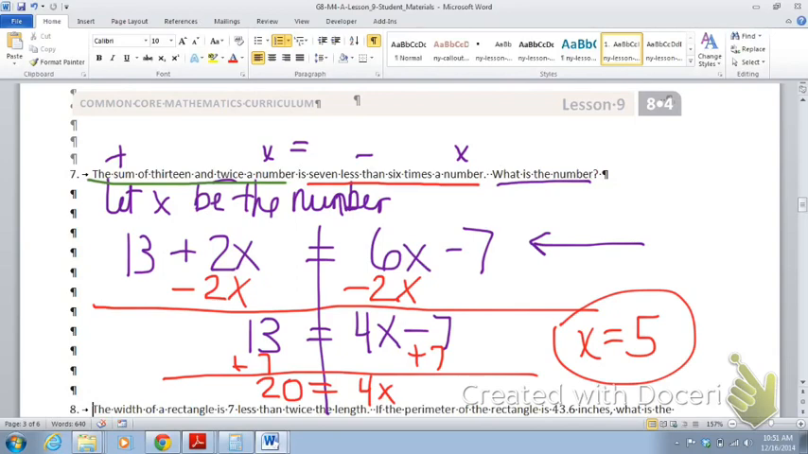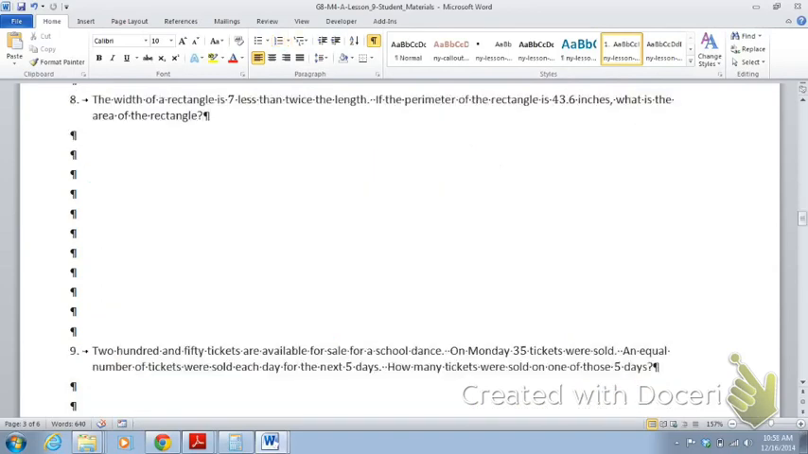Okay, let's look at exercise 8. Exercise 8 says, the width of a rectangle is 7 less than twice the length. If the perimeter of the rectangle is 43.6 inches, what is the area of the rectangle? Wow. Okay, so we are being asked to find the area of this rectangle, and we've been given some clues about the length and the width.